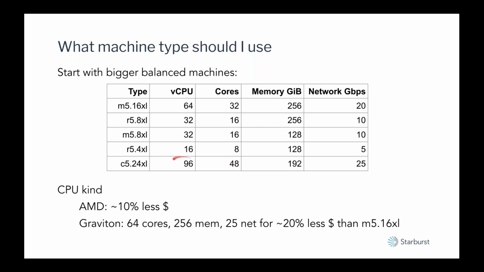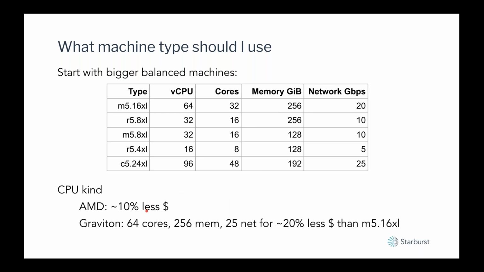The biggest machine you get is 96 cores and 192 gigs of memory. If you can fit, these machines are super affordable. But if you don't fit, then your queries fail. So be careful. And that is a ton of cores to keep busy with 25 gigabits of network. So be careful.